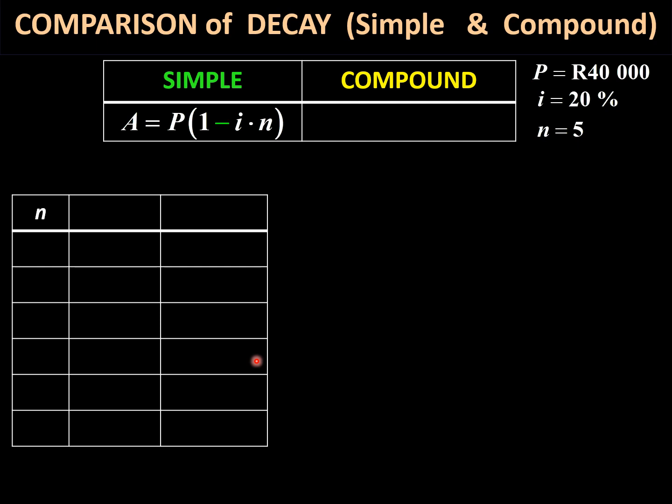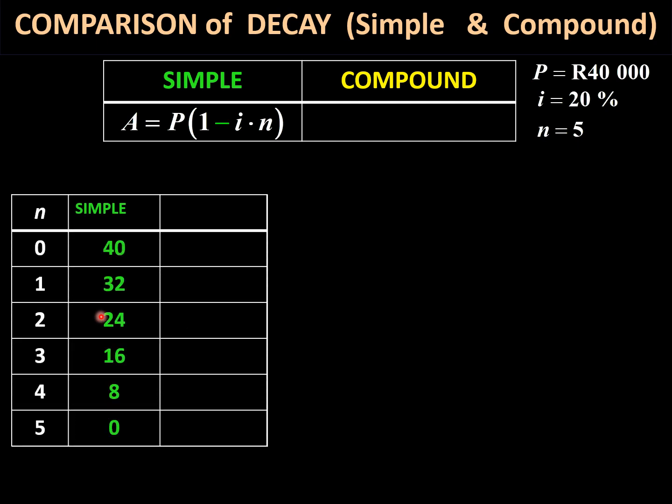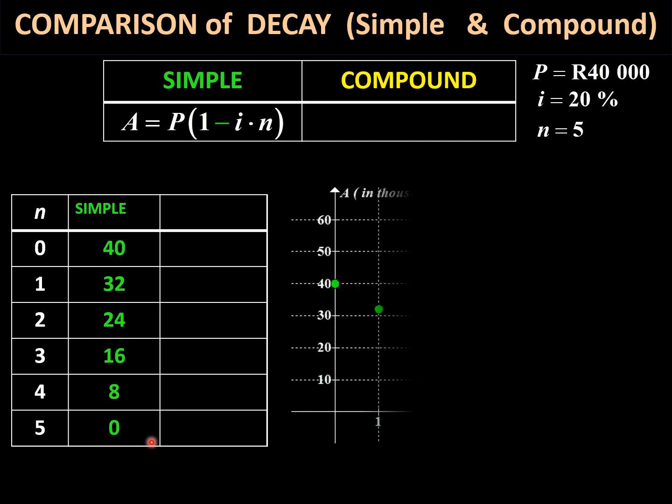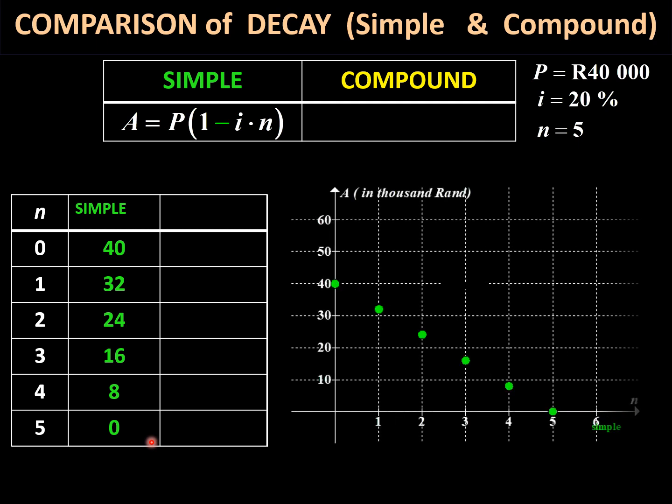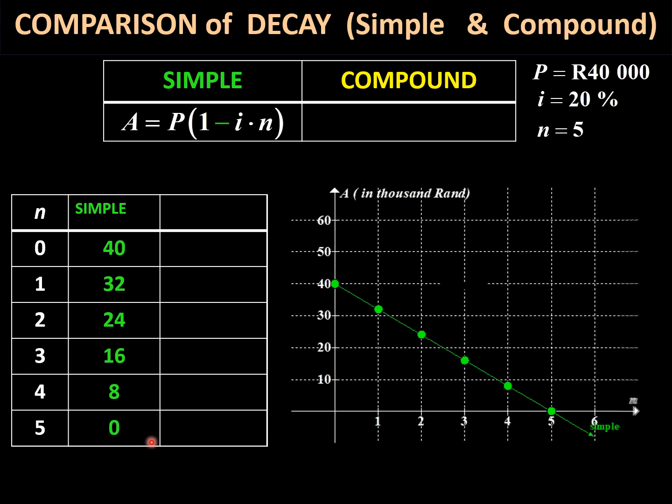So let's see now. If I take 40,000, in other words, we start off with 40,000. I just don't have the thousands in there. And you can see it depreciates by 8,000 and another 8,000 and another 8,000, until eventually after 5 years, its value is 0. So when we have a simple decay, the end value there would be 0. Before we look at compound, let's look at it graphically, and you can see that the simple decay gives me a linear relationship. And after 5 years, in this case of the 20%, the value would be 0.